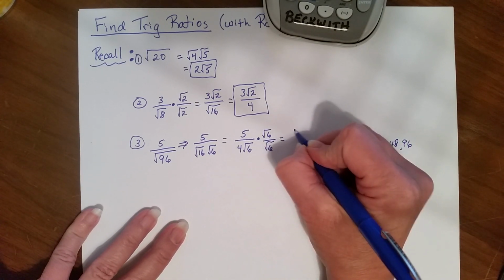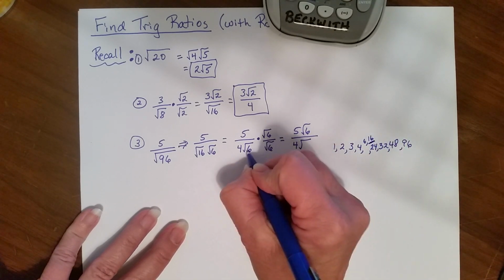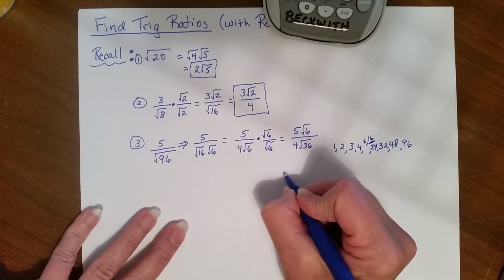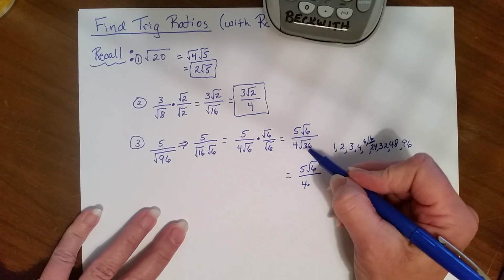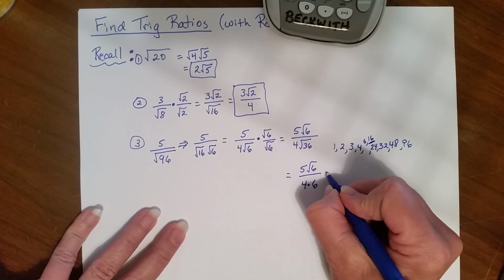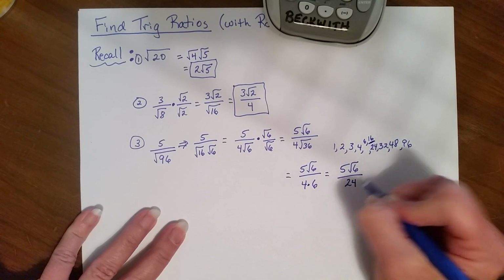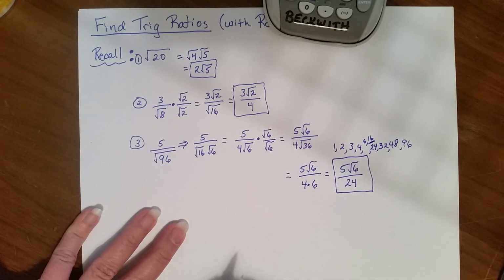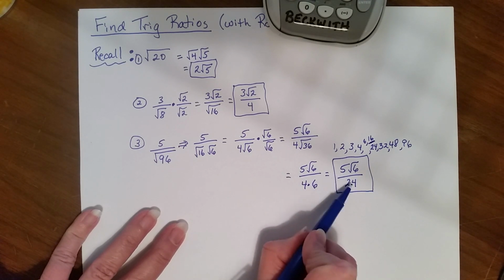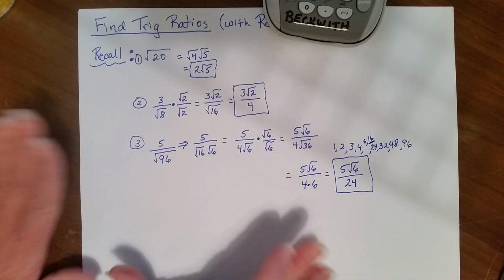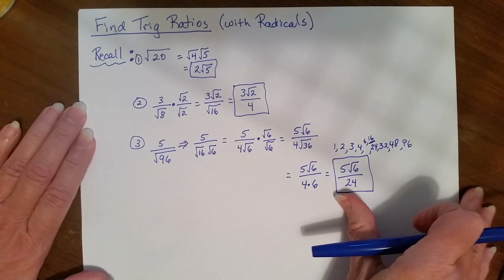So my numerator becomes 5 root 6. My denominator is 4 root 6 times 6, which is 36. Now this becomes 5 root 6 over 4 times the square root of 36, which is 6. So that becomes 5 root 6 over 6 times 4, which is 24. So that's how that would simplify. You cannot cancel because the 5 and the 24 are not divisible by any common number. Okay, so keep that in mind, and we're going to roll that in with finding trig ratios with radicals.